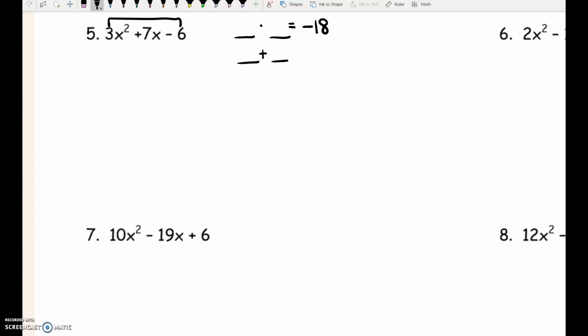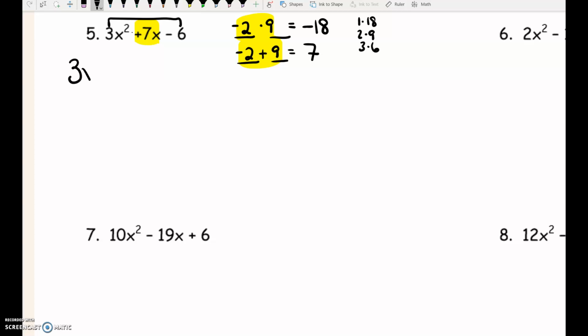And those same two numbers need to add up to the middle number, 7. So we got 1 times 18, we got 2 times 9, we got 3 times 6. Which numbers will add up to 7? The 2 and the 9. So negative 2 and positive 9. These numbers are going to help us split the middle term.